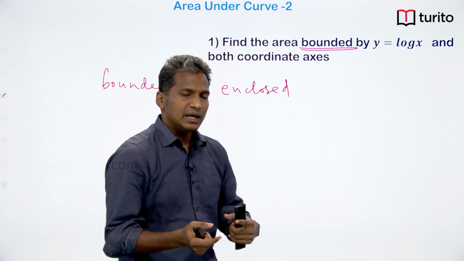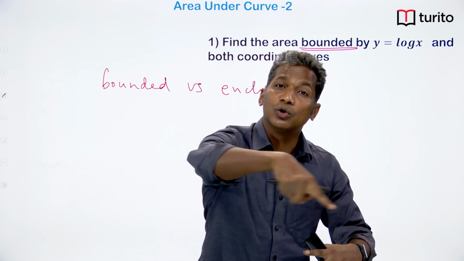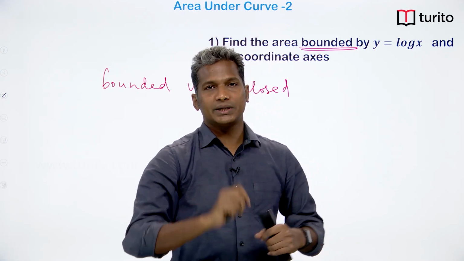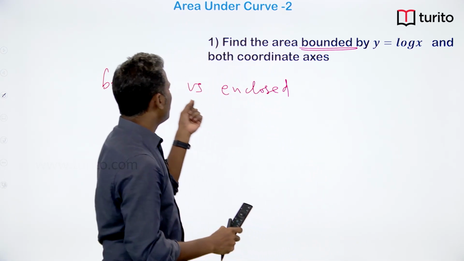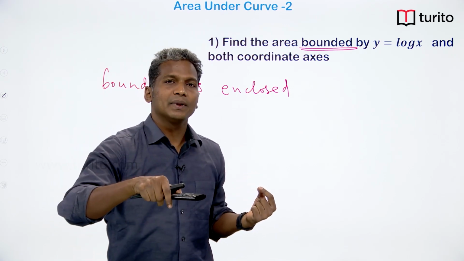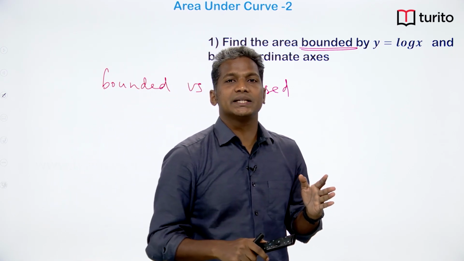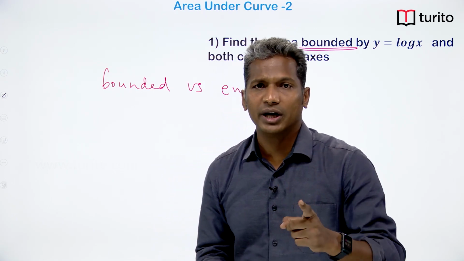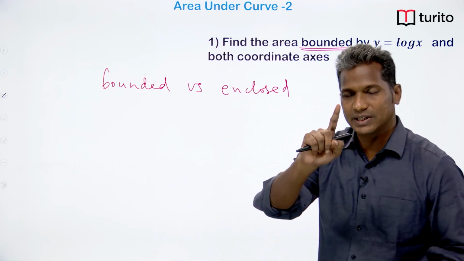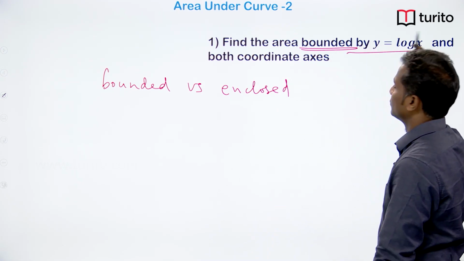Enclosed means the diagram should be a completely closed figure. Closed figure means there are no open ends. But bounded sometimes could also mean a closed figure, but there could be special cases where the area is bounded but the diagram is not closed. The best example for that is this curve only.